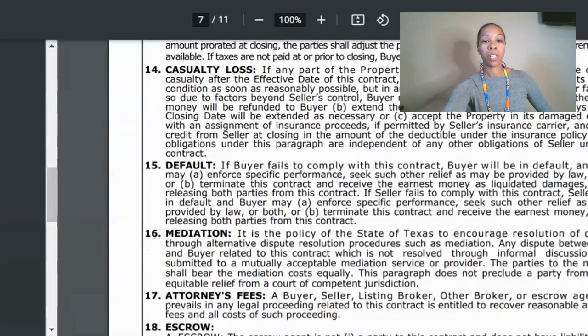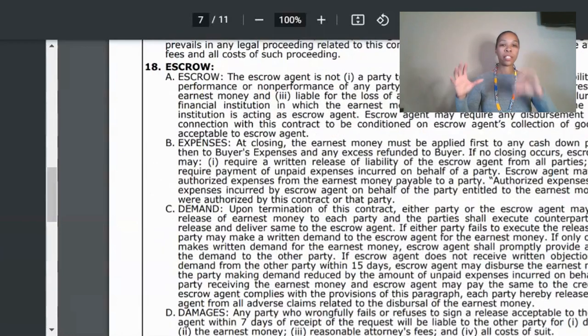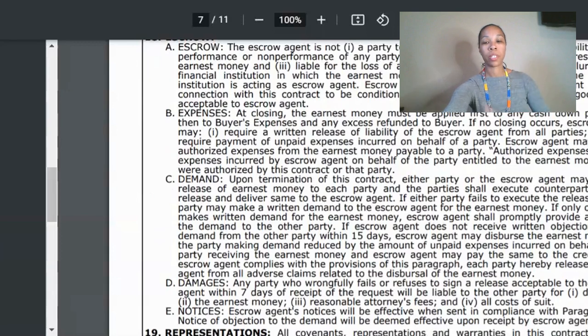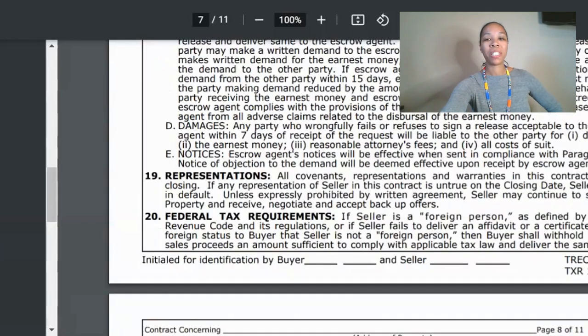So it talks about default, mediation, attorney fees, and then escrow basically kind of talks about what the escrow agent does and what's going to happen with them. That's very important because that's where your earnest money is. And so definitely read that one.